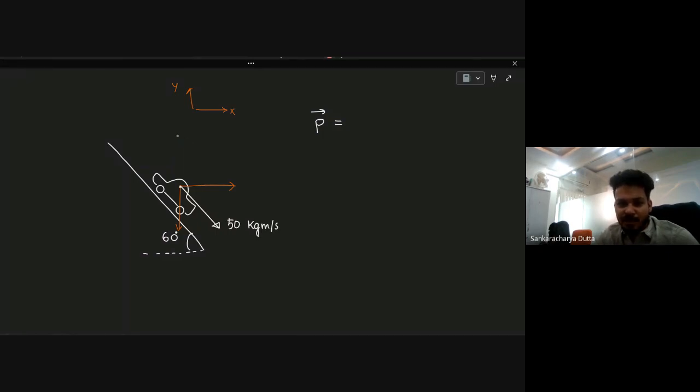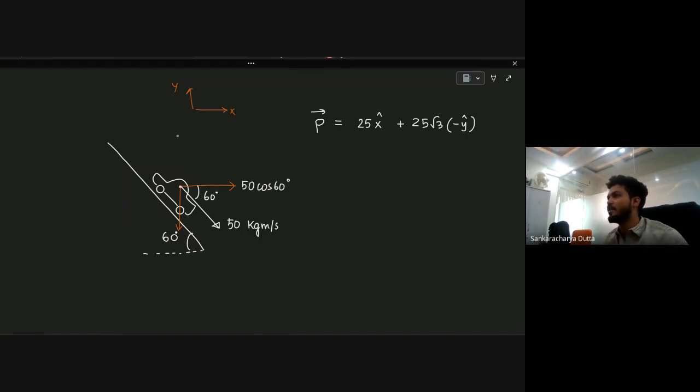For the P vector here, if this angle is 60, this angle is also 60 degrees from geometry, the reason being alternate interior angles. So the component towards x will be cos 60, so this component here will be 50 cos 60, and the downward one will be 50 sine 60. Your vector in the x direction, 50 cos 60, is essentially 25 x cap. Now the other vector is coming down, which is 50 sine 60. Sine 60 is root 3 by 2, that's 25 root 3 in the minus y axis. In the minus y axis.